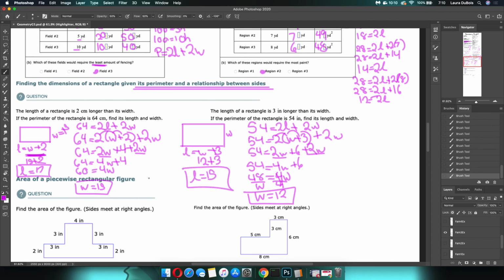This one comes in other iterations because sometimes it will say something like the length of the rectangle is twice the width or something like that. Keep that in mind, so once in a while they will throw multiplication at you instead of just addition or subtraction, just as an FYI.